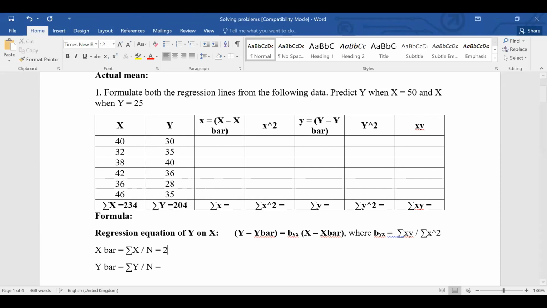So x bar value is 234 divided by n. What is n here? 1, 2, 3, 4, 5, 6. So 6. 234 divided by 6 is how much? You will get 39, right? And similarly, y bar is 204 divided by 6. You will get 34, I think.